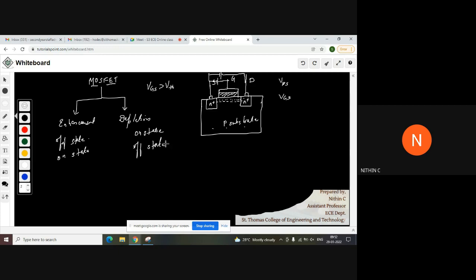Clear? Initially, if there is a channel present, then such a MOSFET is said to be a depletion MOSFET, because it will initially be in the on state, and we can turn it off by removing the channel from the junction. This interfacing channel is removed and the device turns off. That can be done by applying a voltage less than VTH, or by applying a negative voltage. Is that clear?